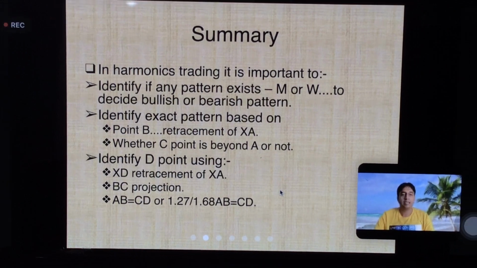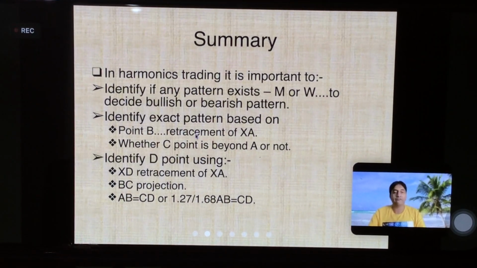So to summarize, in harmonics trading, it is important to identify if any pattern exists. That is, look for M or W to decide bullish or bearish pattern. Identify the exact pattern based on point D. So if a W is seen, take the harmonic pattern X, A, B, and draw. Where is B? Point B is a retracement of XA. Then we have to see whether C point is beyond A or not. If C is not beyond A, we have 6 patterns. If C is beyond A, we have 3 patterns: cipher, shark, alternate shark.